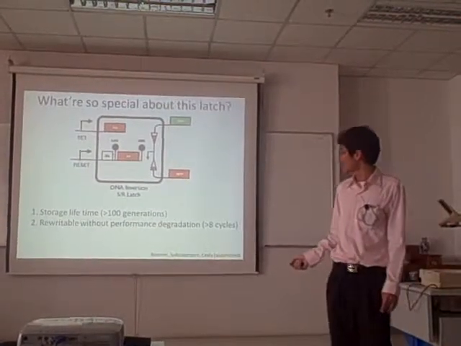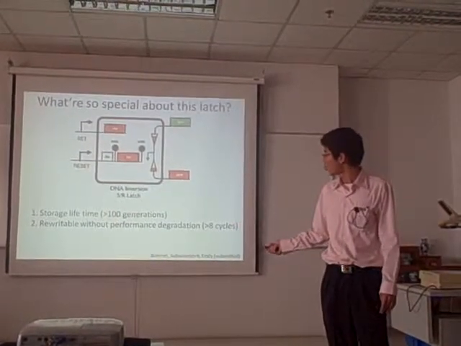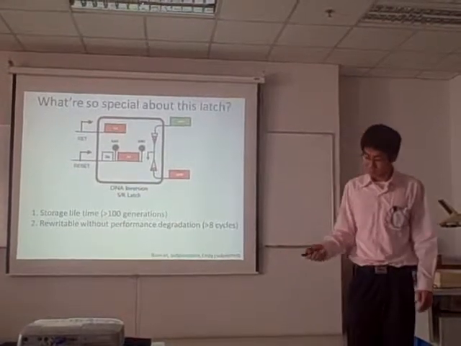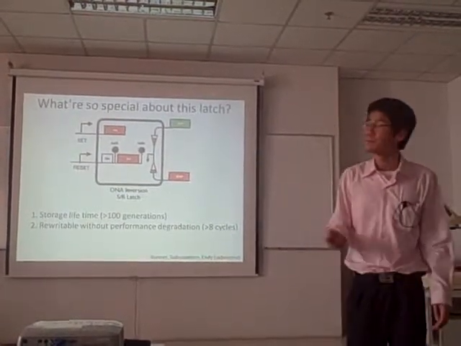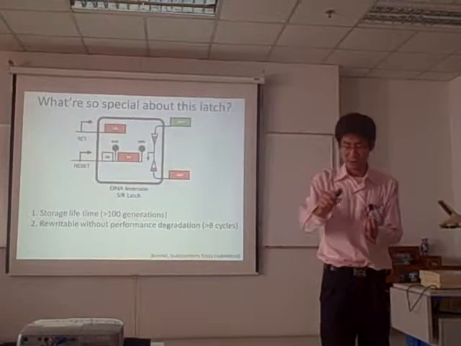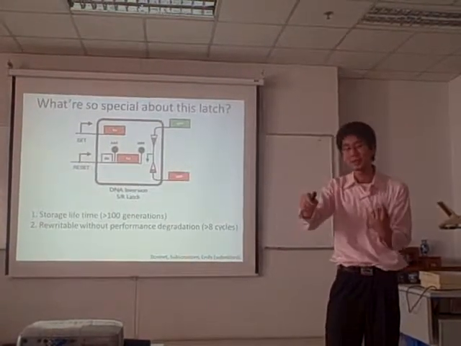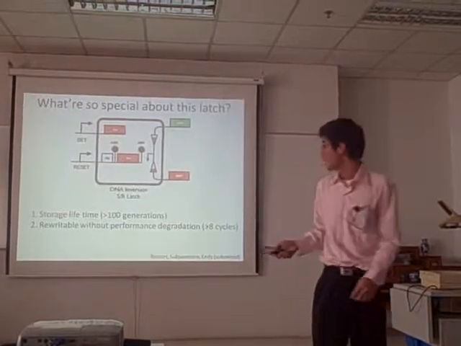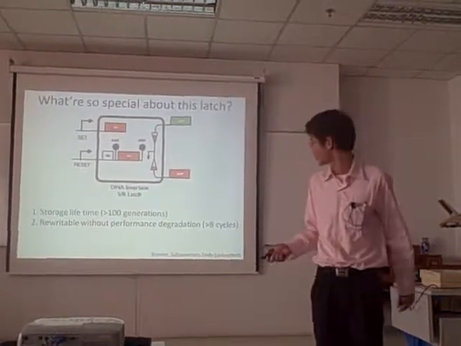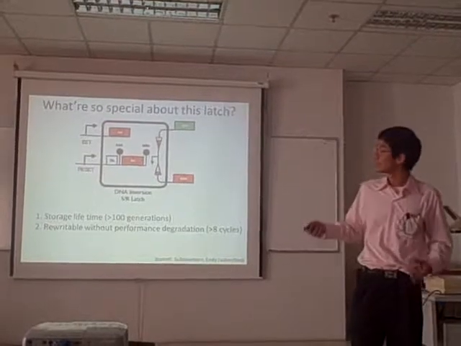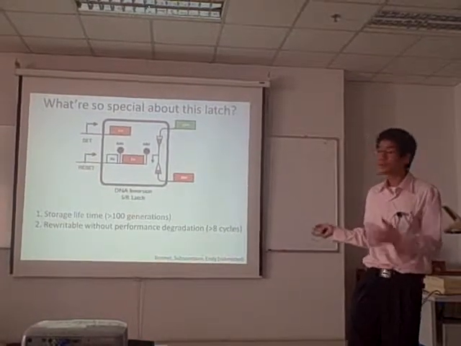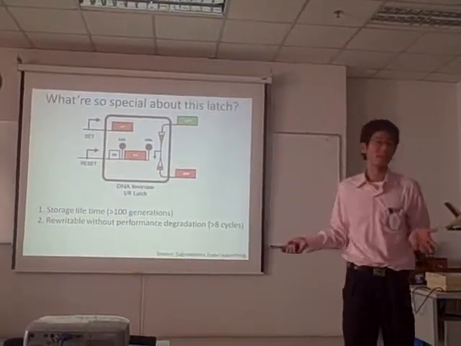Another important thing is that we can rewrite the state. Most of the memory that people have built in the past, there are some ideas where people use some other kind of enzyme to flip a piece of DNA, but they don't have the capability to rewrite the state. But here we show that we can write and rewrite, and write and rewrite, at least 8 cycles, and there's no change in the performance.